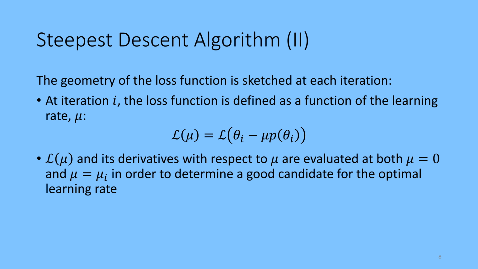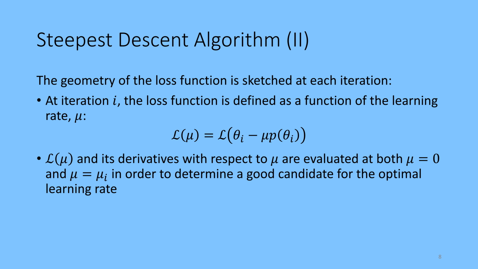The geometry of the loss function is sketched at each iteration. At iteration I, the loss function is defined as a function of the learning rate, mu. The value of the loss function is calculated along with its derivatives, both at the initial state of the system and after applying the tentative learning rate. The actual learning rate used in this iteration is estimated from these values.